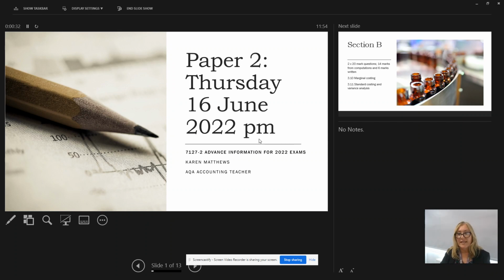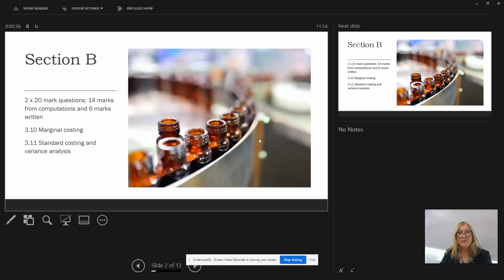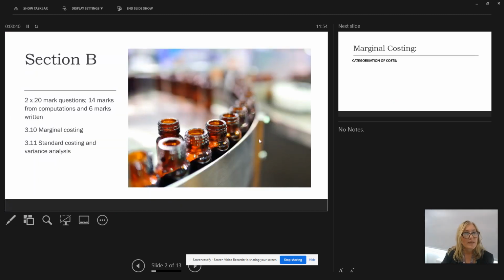You'll need to check out the full specification. I'll give you some links at the end for anything that could come up on section A. So without further ado, let's have a look at section B then.